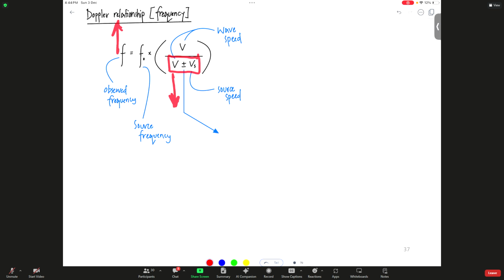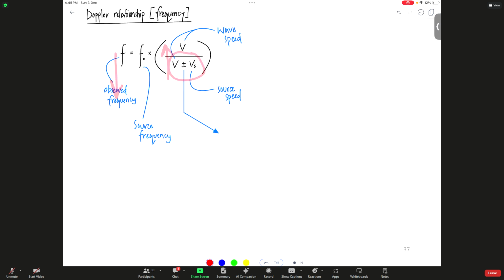So whenever something is coming towards you, what sign do you use? Minus. And when something is going away from you, what do you do? Plus. That's how you remember, okay? So if the frequency is low, it's going away from you, which means the denominator has to be a higher value. And how can this be a higher value? When you add both of them.